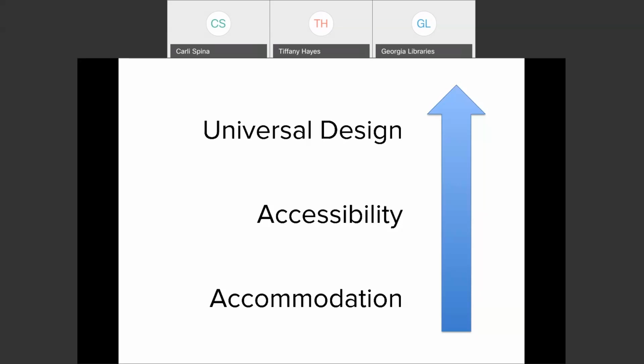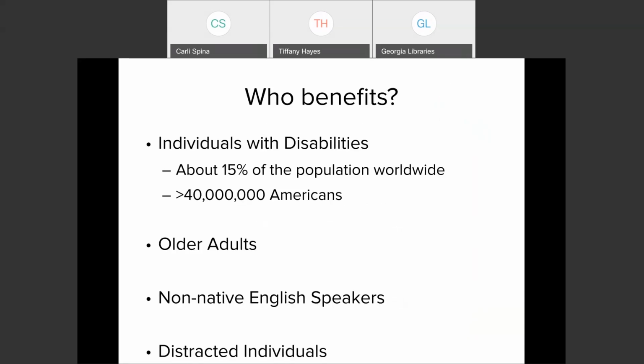Universal design benefits a lot of people. And one of the other things that I think is really important to understand about universal design is that it's not something that's only related to people with disabilities. Now, individuals with disabilities are a very important part of our community. They make up about 15% of the population worldwide, and there are greater than 40 million Americans who have disabilities. So I certainly don't mean to discount the importance of offering an inclusive experience for people with disabilities.